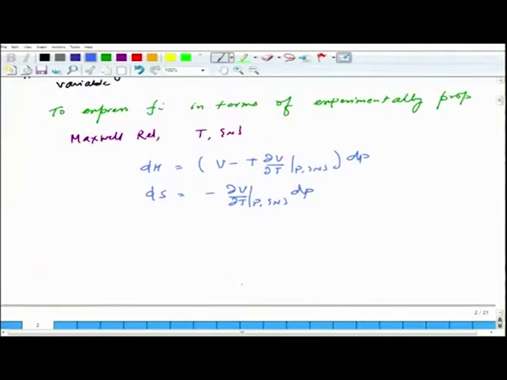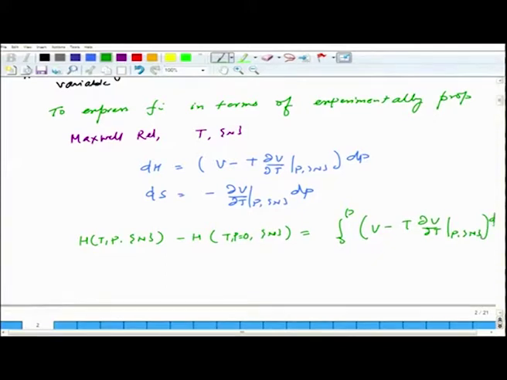Now, we can integrate this expression. If I integrate the enthalpy expression, we have this minus H, integrating from pressure 0 to P, so P equal to 0, at constant composition. So this is going to be the integral from 0 to P of V minus T del V by del T at constant pressure, dP.